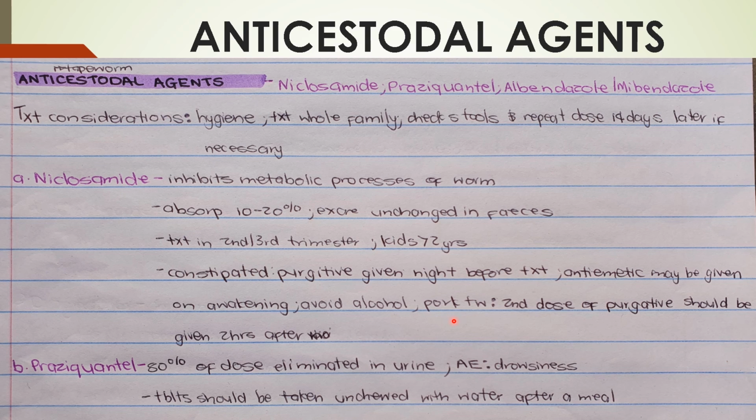Oh, excuse me. And then if you have a pork tapeworm, you need to give a second dose of purgative 2 hours after the dosage. And this is just to cause the worm segments to pass out of your body. And then you've got praziquantel. 80% of the dose is eliminated in your urine. Adverse effects include drowsiness, and therefore tablets should be taken and chewed with water after a meal.